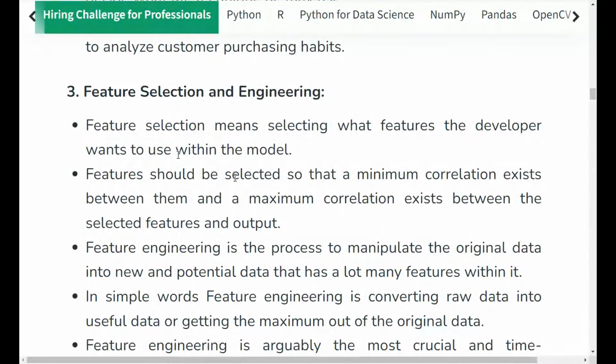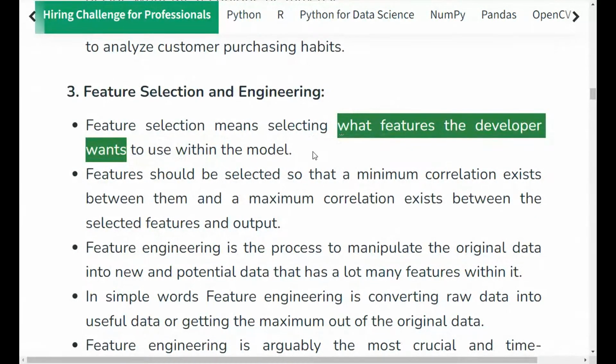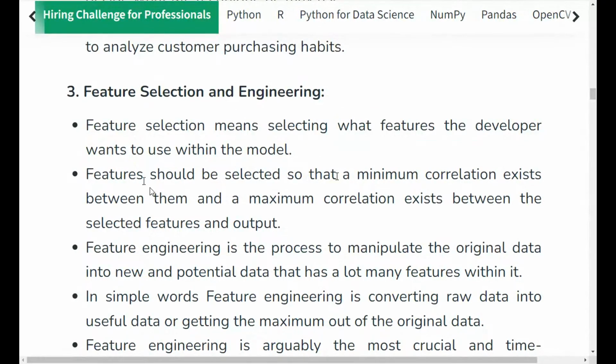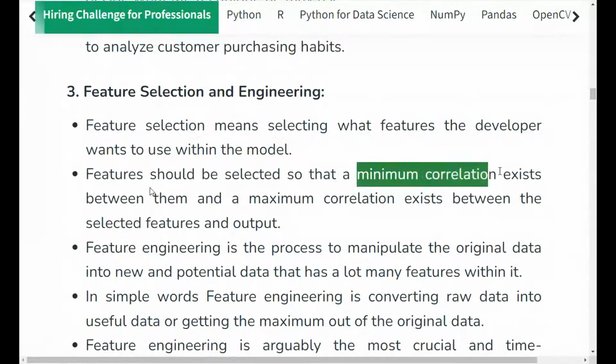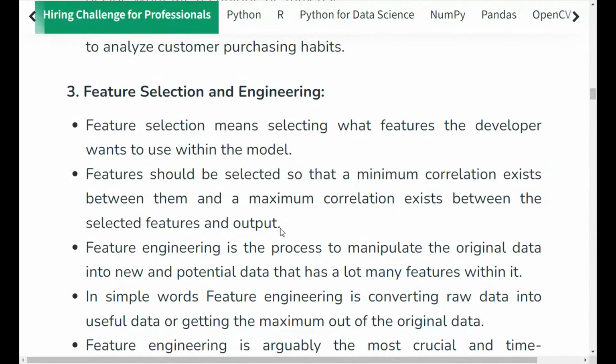Feature selection and engineering. Here we need to look for the features as I explained. Feature selection means selecting what features the developer wants. So what is he talking about? He is talking about what are my key elements with which I am able to tell my algorithm that these are my important points. That is what I am going to decide, and you should tell your developer. To use within the model, features should be selected so that there is minimum correlation. What is this? Some dependency between the columns should exist. It must exist. Correlation must exist between them, and maximum correlation exists with the selected features.